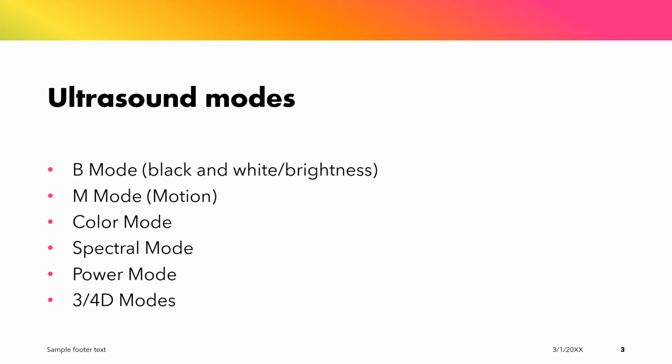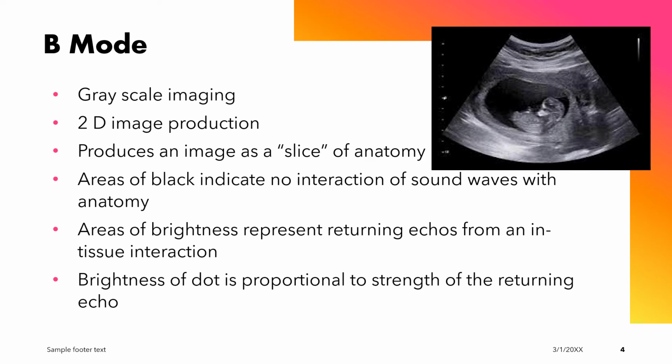Spectral mode, which presents velocities and flow as a function of time. Power mode, which is another type of color mode that has a little greater sensitivity, and then our 3 and 4D modes. So first off is B mode.